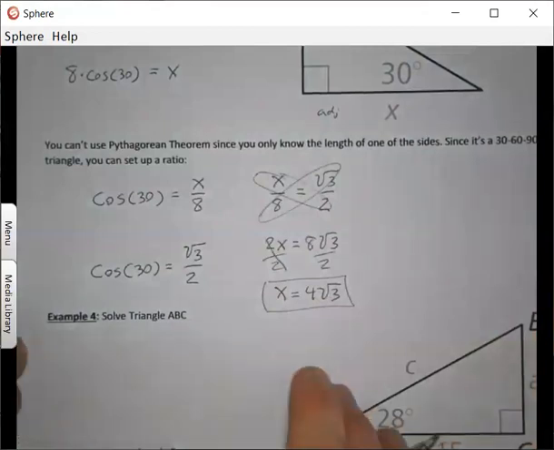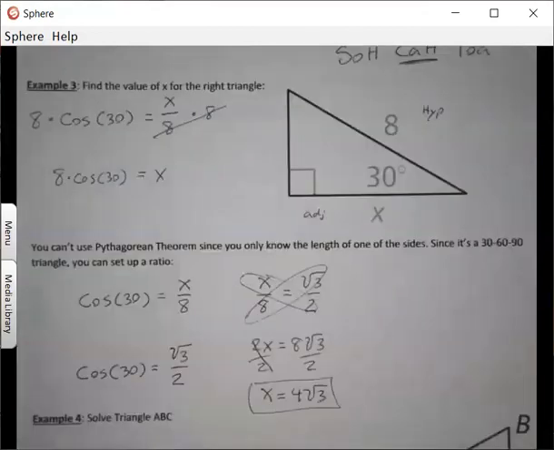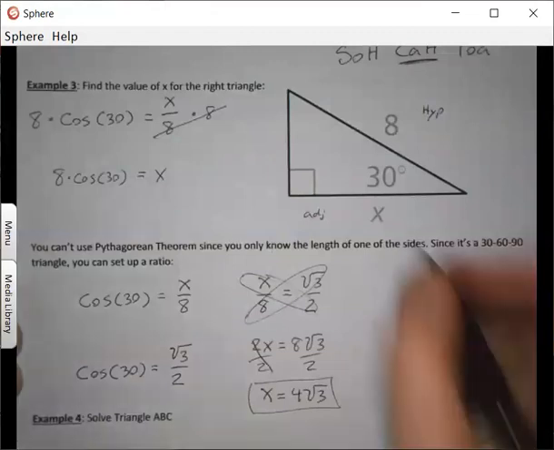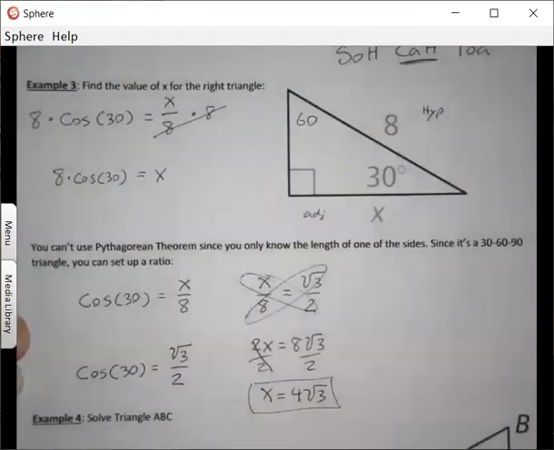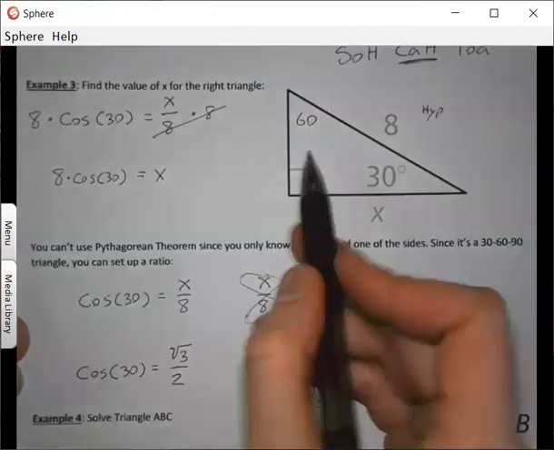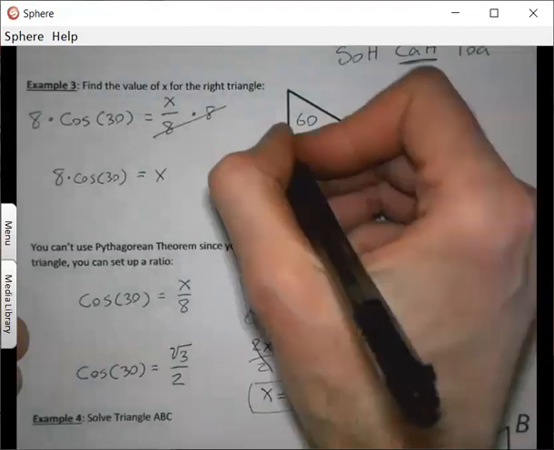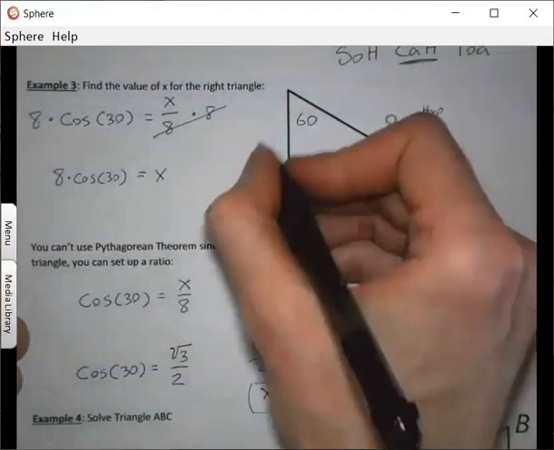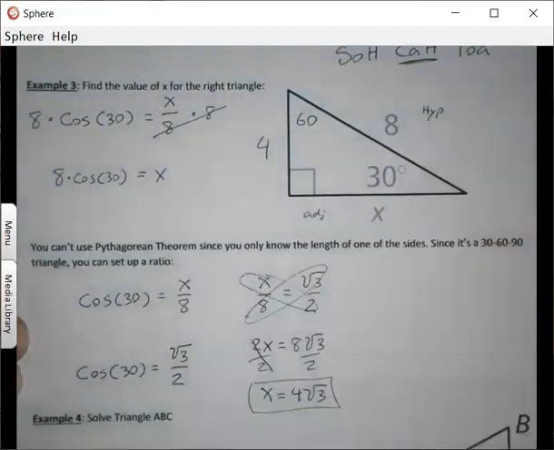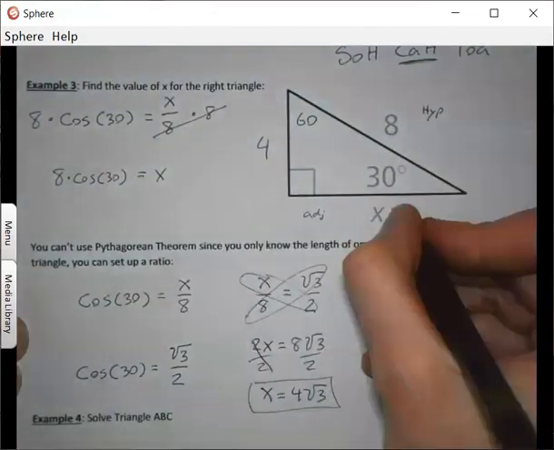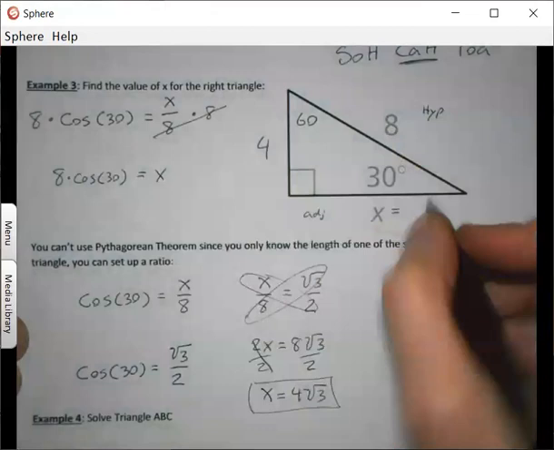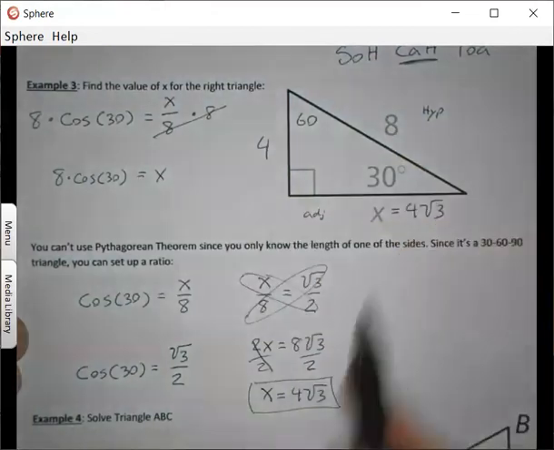So let's go back up and we'll just apply what we know about special right triangles. It's a 30, 60, 90 triangle. Short side times 2 gives me hypotenuse. So 4 times 2 would be 8. And then the long side is always short side times root 3, or 4 root 3. So we can see, got the same answer for x.